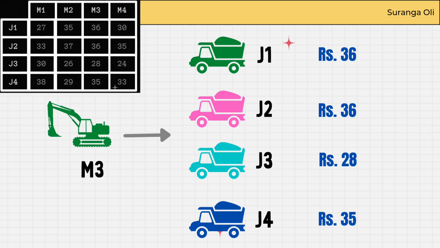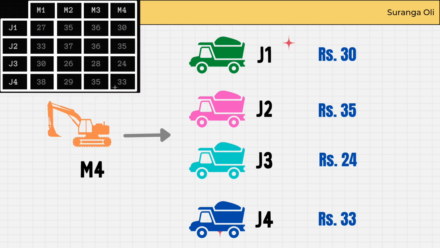When machine 3 does the job of J1, it will cost you rupees 36. If it does the job of J2, it will cost you rupees 36. If it does the job of J3, it will cost you only 28. Or if it does the job of J4, it will cost you rupees 35.